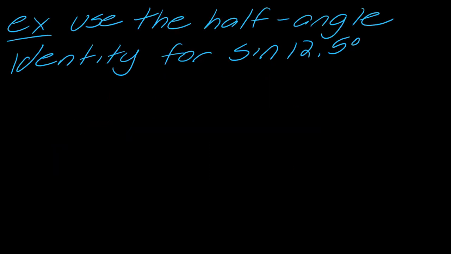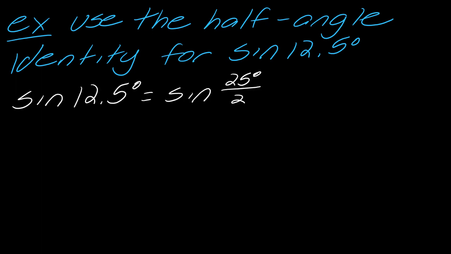So first, I just want to get you used to using the half-angle identity, because I know it's a little weird to look at and to interpret. So I want to help you wrap your brain around it. We're going to use the half-angle identity for sine of 12.5 degrees. Remember, this needs to ultimately be in the form a over 2. So 12.5 is equivalent to 25 over 2.